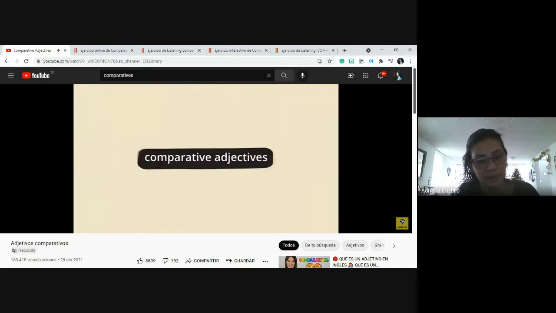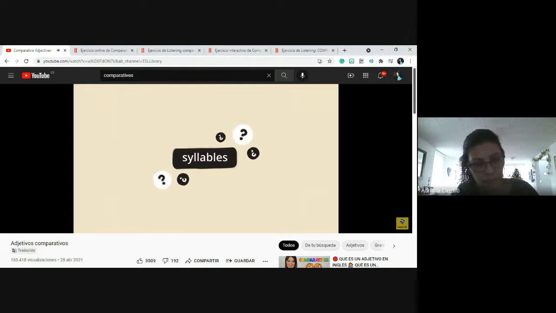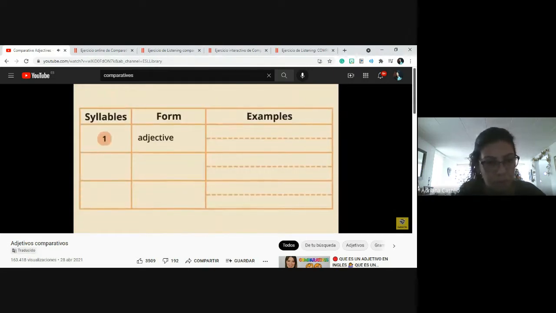How are comparative adjectives formed in English? It depends on how many syllables the adjective has. For one syllable adjectives, we add er to the adjective. For example, short becomes shorter. If the adjective ends in a consonant vowel consonant pattern, we double the final consonant before adding er. For example, big becomes bigger.